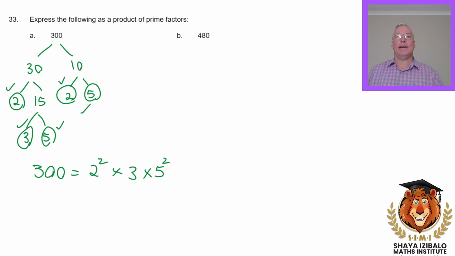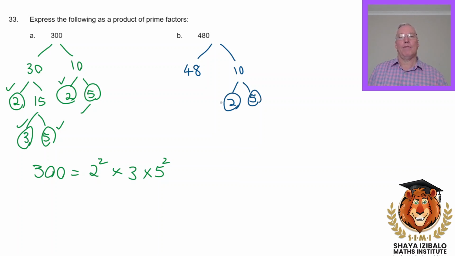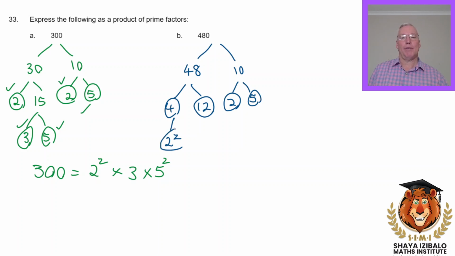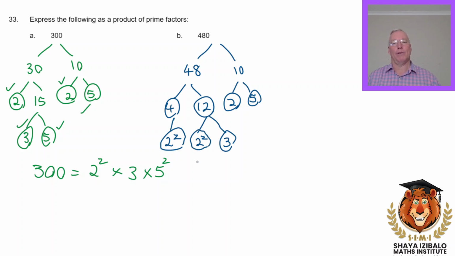Right, let's do 480. 480 I think is quite straightforward because it's just 48 times 10. Remember 10 is 2 times 5, so we get better and better at this as we go. 48 is actually 4 times 12. If you've learned your 12 times table, then that's fairly straightforward. 4 is not prime, but it's 2 times 2. To save space, I'm just going to write that as 2 squared. 12 is 4 times 3. Now 4 we know is 2 squared as well, times 3. So there we've got it all done quite efficiently.